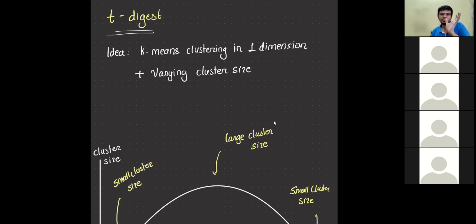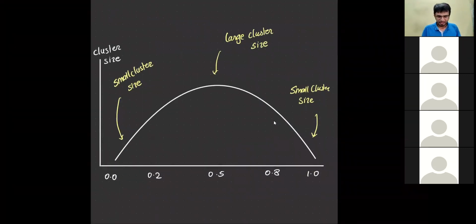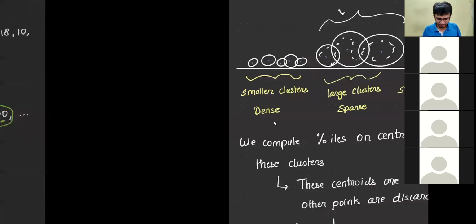You can read the research paper about it. There are quite a few resources, not good ones though, but its research paper is excellent. I've gone through that, and I really enjoyed reading it. The idea of T-digest is basically doing k-means clustering in one dimension with varying cluster size. Yes, this sounds like too many fancy words, but it is very simple. Okay, just see this. Let me show a nice diagram, then I'll come back to this.